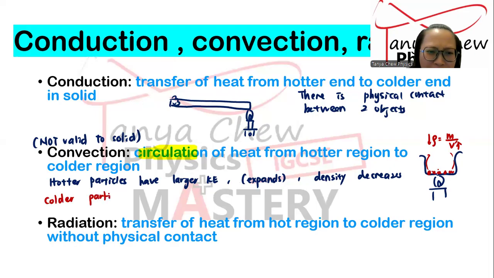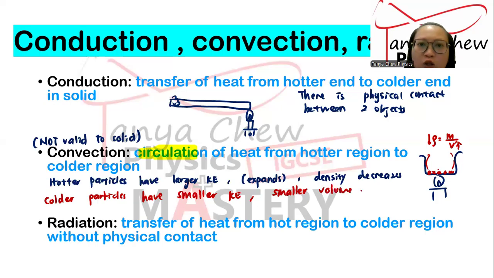Why did I put red color for the colder particles? I hope I don't confuse you, yeah? They have smaller KE. So smaller volume, right? Because the particles are closer, because they are colder. They don't have enough energy to expand, right? Density is larger. So that is why the colder particles will move down. Hotter particles move up, circulation of heat occurs.